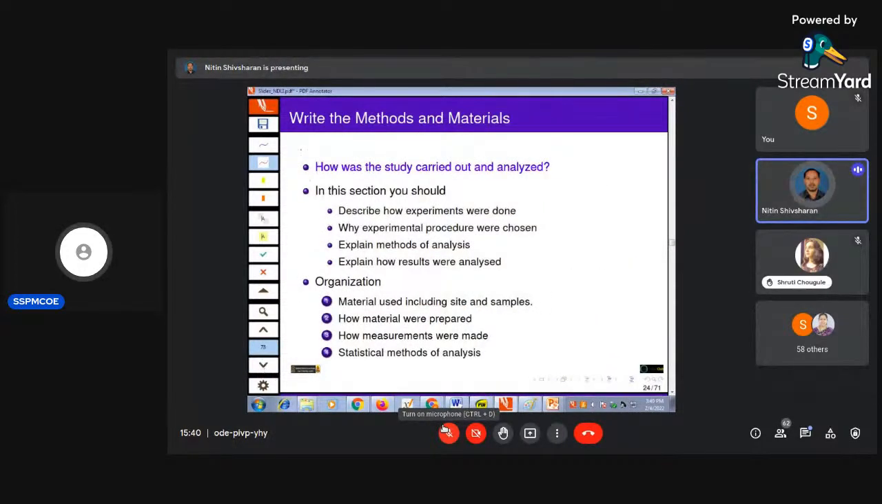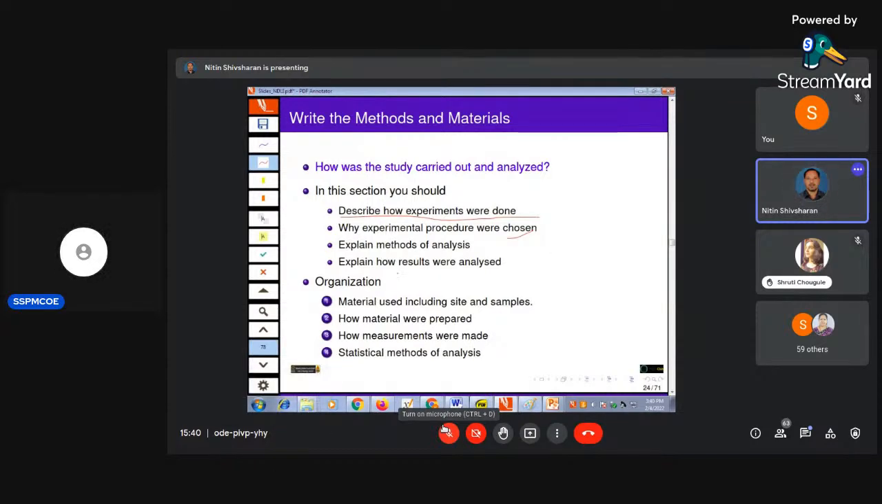The next section is method. In this section, describe how the experiments were done. Describe the method adapted to do the research, the method to do the experiment, and why the experimental procedures were chosen. We should describe why the particular method was adopted to do your research.